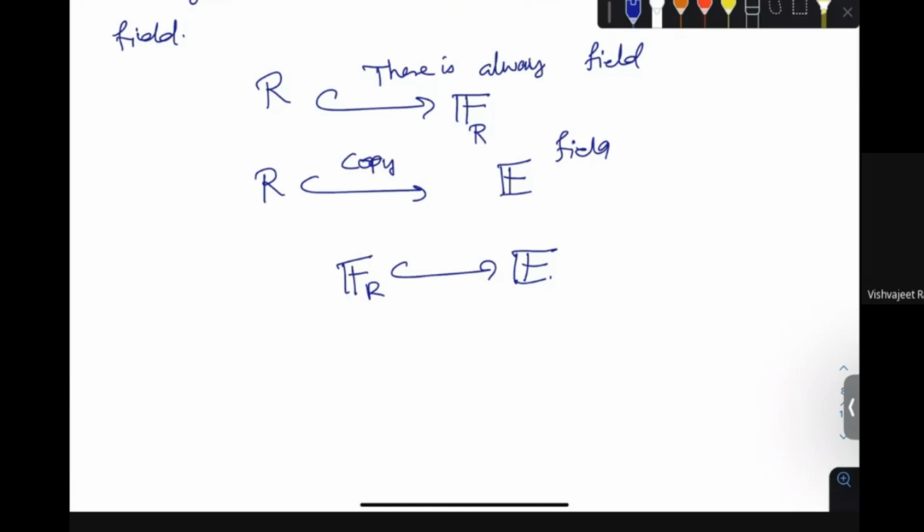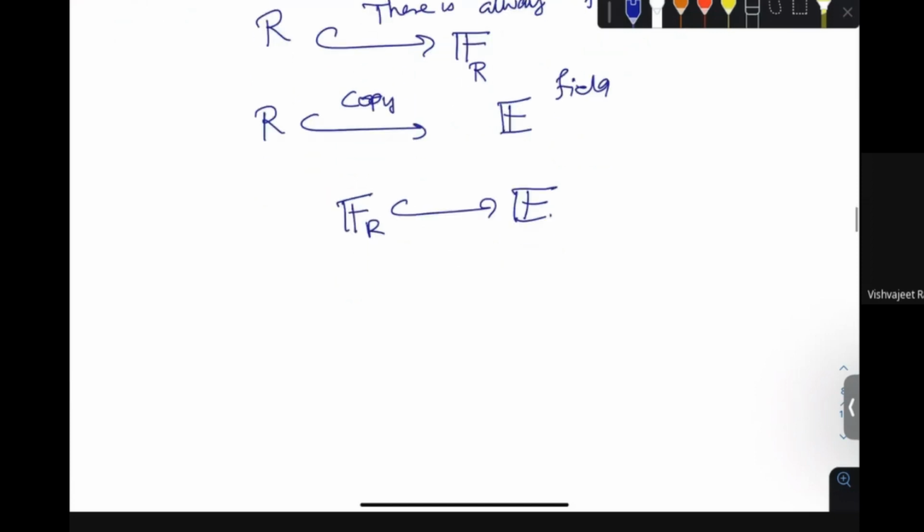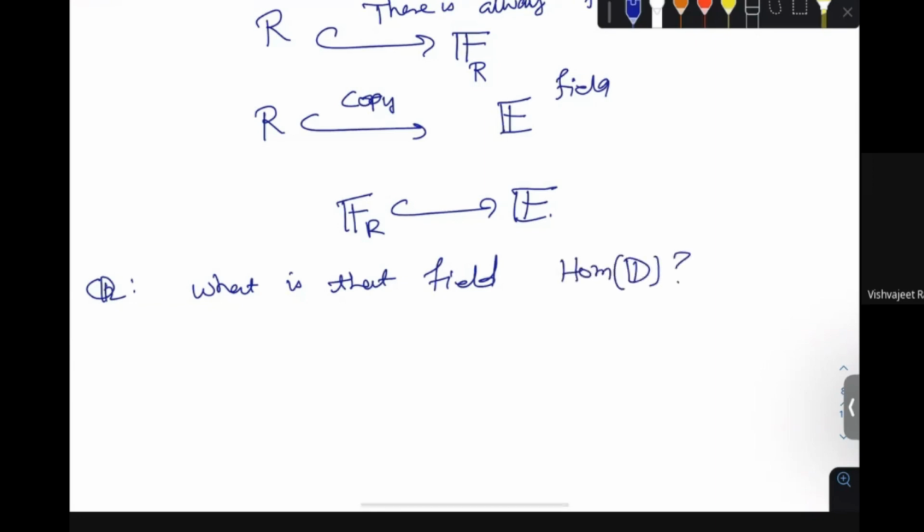Now the question; it is your turn to go and search. What is that field for Hol(D)?